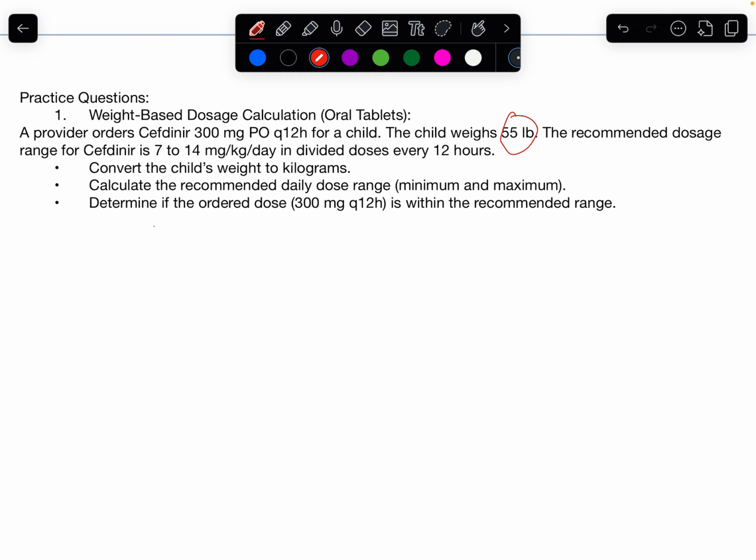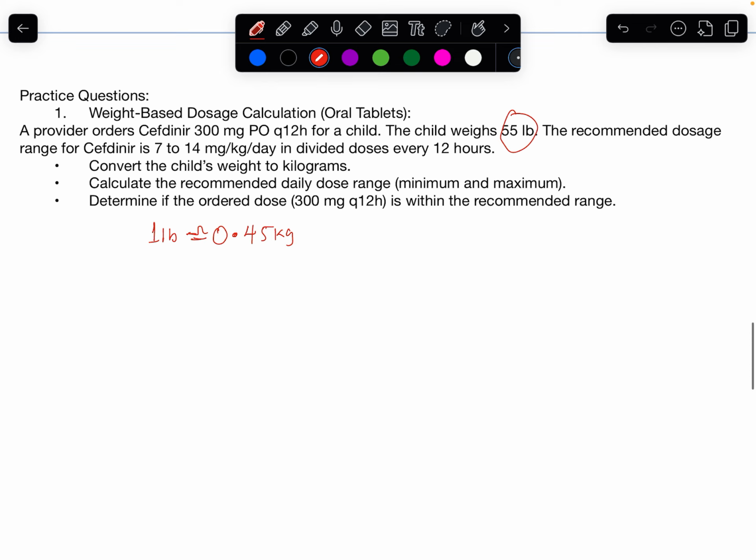We need to remember that 1 pound is approximately 0.45 kilogram. So that means 55 pounds would be 55 times 0.45, and we use our calculator. That should give us about 24.75 kilograms.